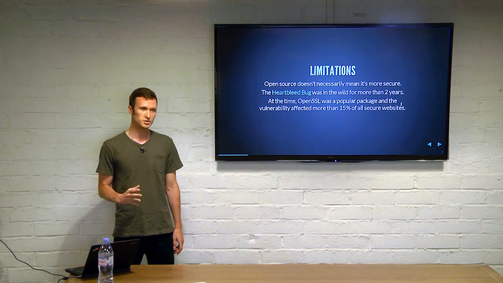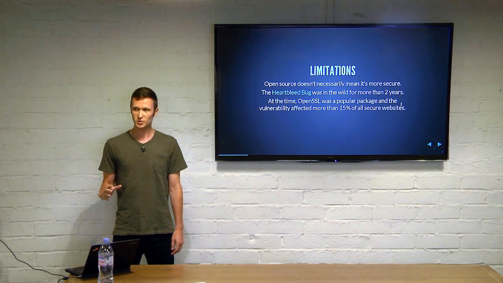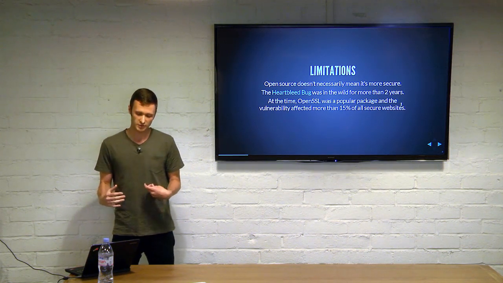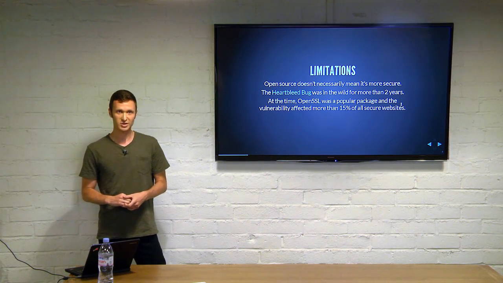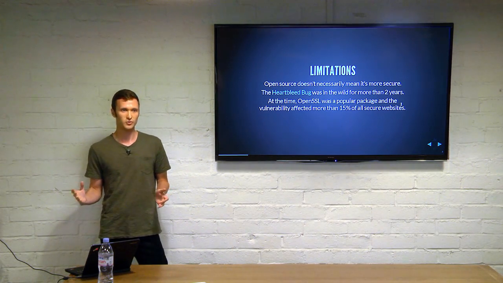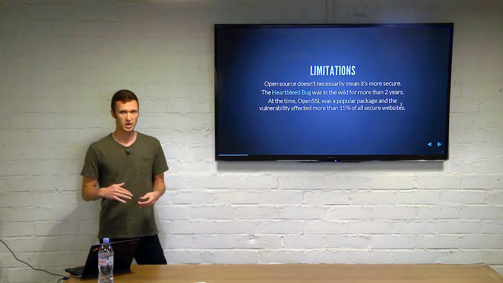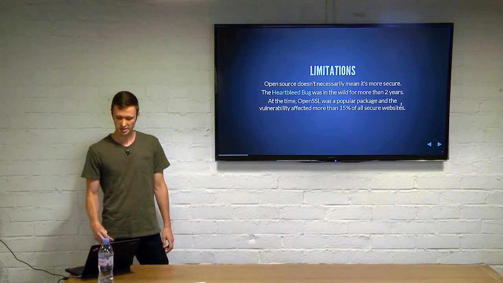by compiling source yourself. So first of all, just because something's open source doesn't necessarily mean that it's more secure. There's a famous recent bug called the Heartbleed bug, which was actually in the open source code for more than 2 years. This is used by large institutions. It affected more than 15% of secure websites.